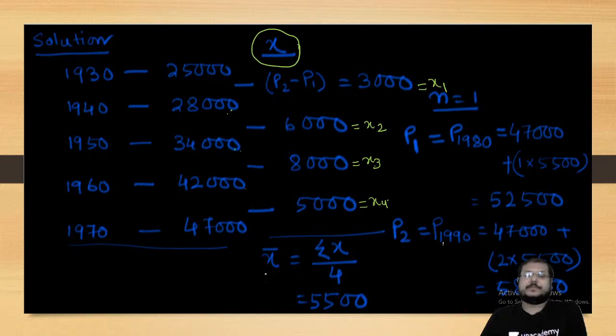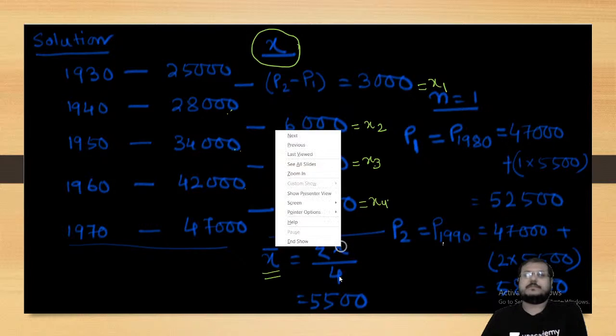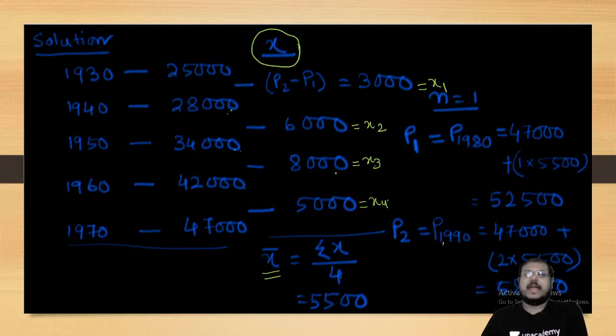You need to calculate the x bar. X bar is equal to the summation of all X divided by 4. If you add, it will be 3,000 plus 6,000, 9,000 plus 5,000, 14,000 plus 8,000, 22,000. 22,000 divided by 4, you are getting 5,500. Okay. Now, they are asking for 1, 2, 3 decades.